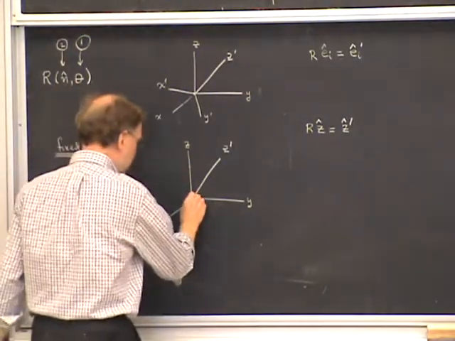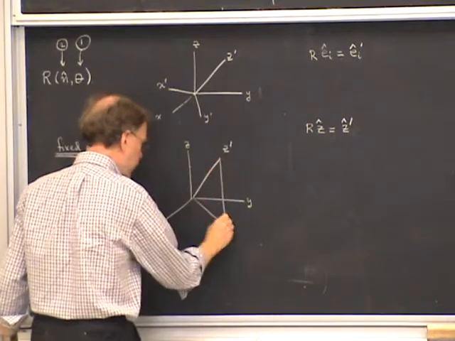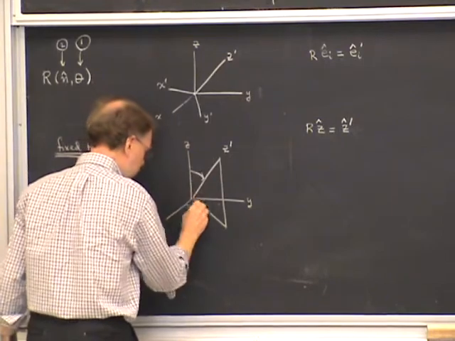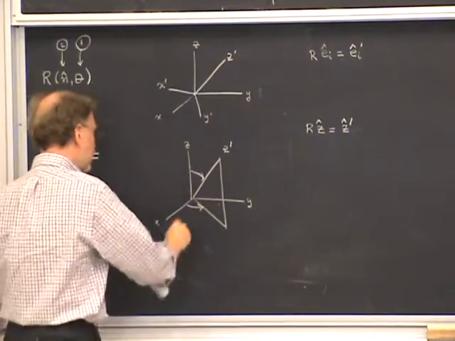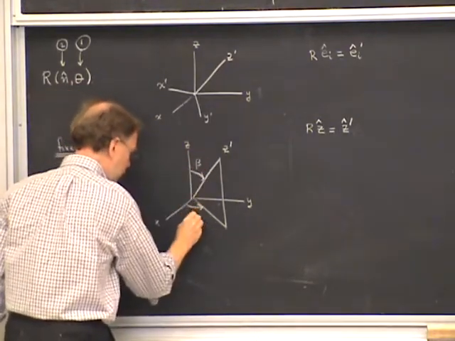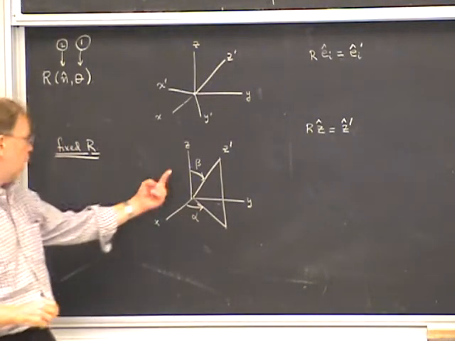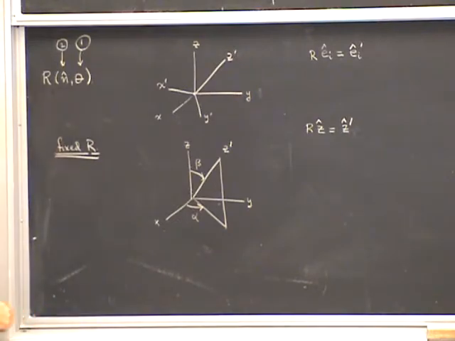Let's parameterize the z-prime axis by its spherical coordinates. We want the orientation of the z-prime axis. Let's parameterize it by its usual spherical angles. Let's call the polar angle beta and the azimuthal angle alpha, like this. So those are two angles giving us the orientation of the z-prime axis.